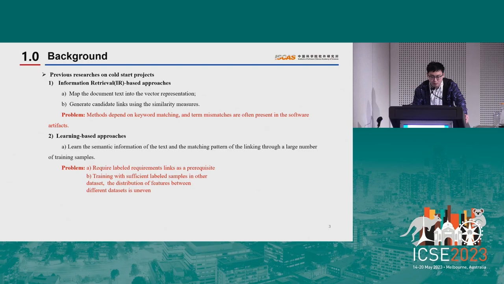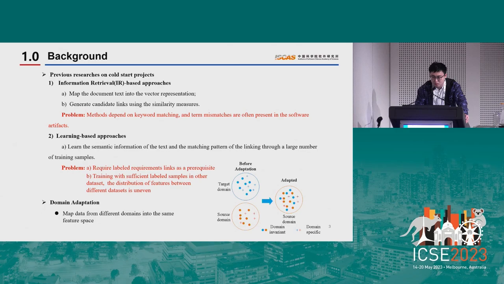To address the above problem, the computer vision domain proposes domain adaptation techniques, which map the data from different domains into the same feature space. As shown on the right, after domain adaptation, the distributions in the two domains are even, and the model trained in the other domain could be applied to the target domain.